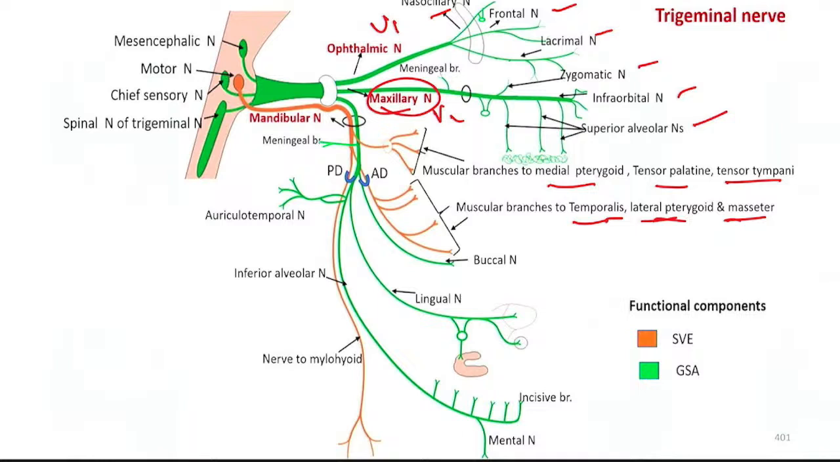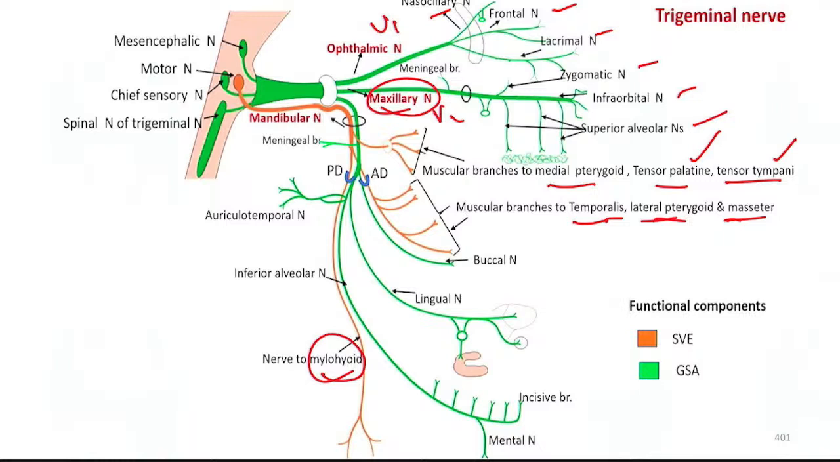So these branches, if you don't remember the major nerves, no worries, it's okay. Just remember about the tensor tympani, tensor palatini, the muscles of mastication, and also remember about the mylohyoid. Okay, that is the other branch, that is the motor branches. If you don't remember the sensory branches, it is fine. You have to remember the motor branches. Okay.